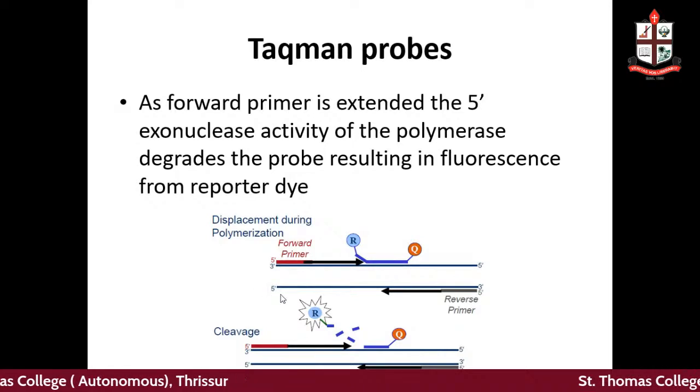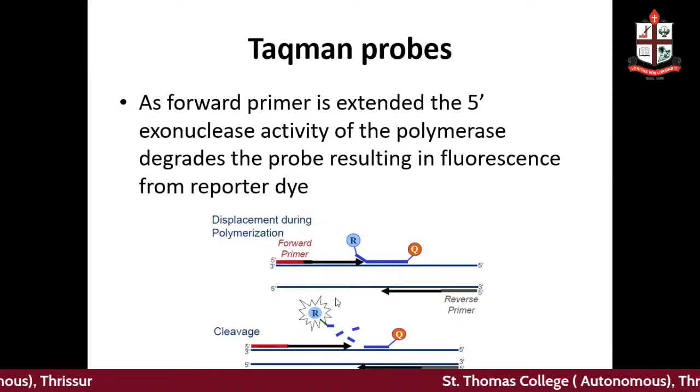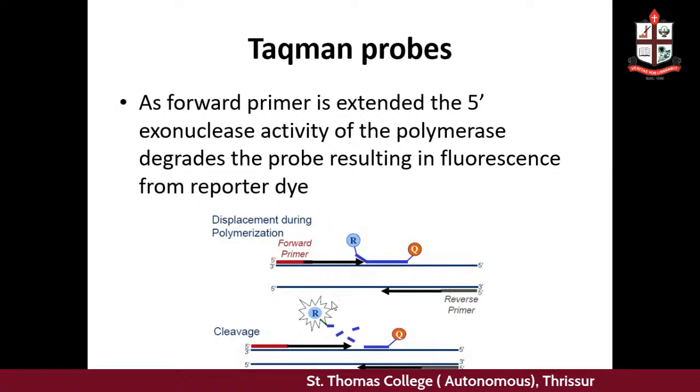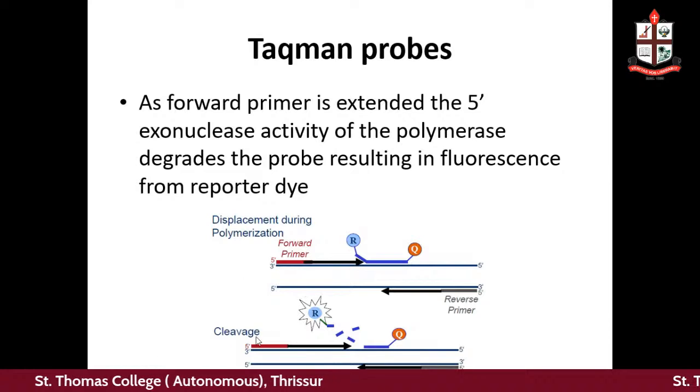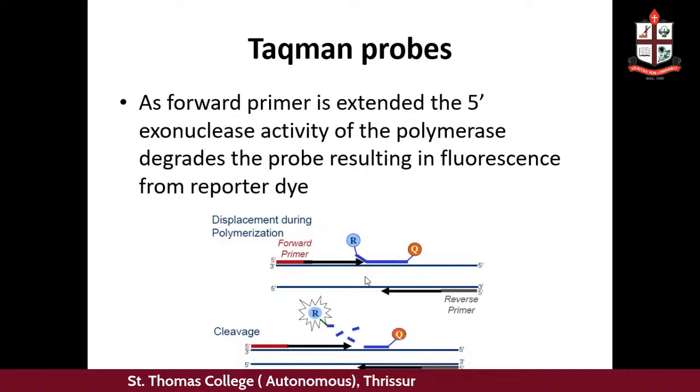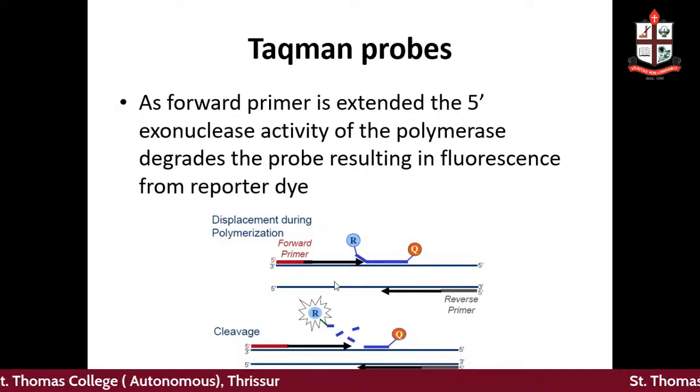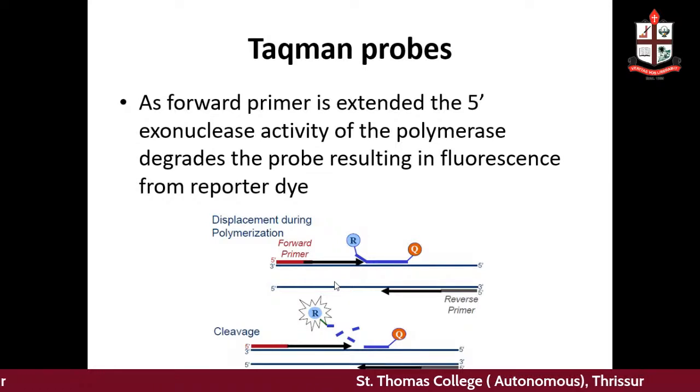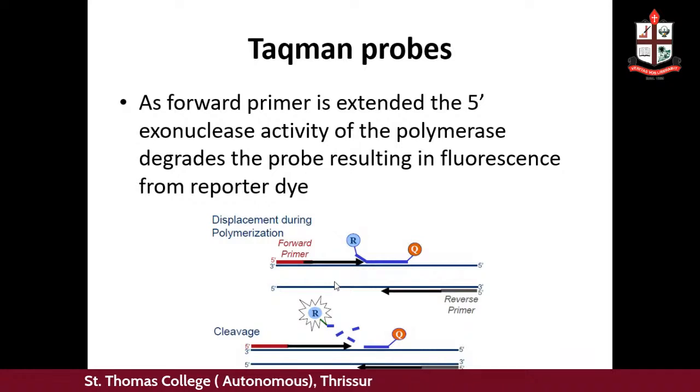That means the reporter will be fluorescing. That means it will be emitting light. It cannot be absorbed by the quencher because they are further apart. So as the PCR proceeds, more and more probes will be degraded, and the fluorescence from the reporter dye will keep on increasing. In PCR, the products will increase in an exponential fashion, so the reporter fluorescence also increases in an exponential fashion.